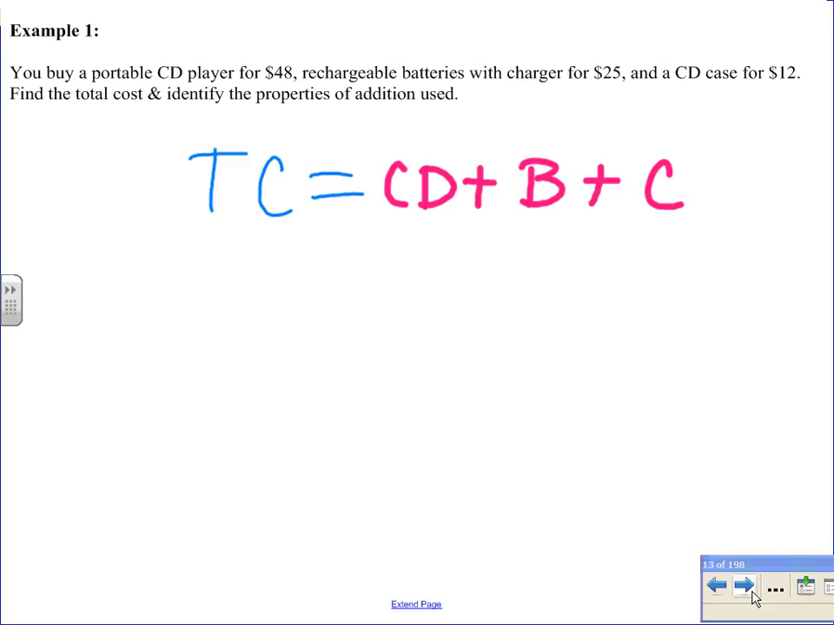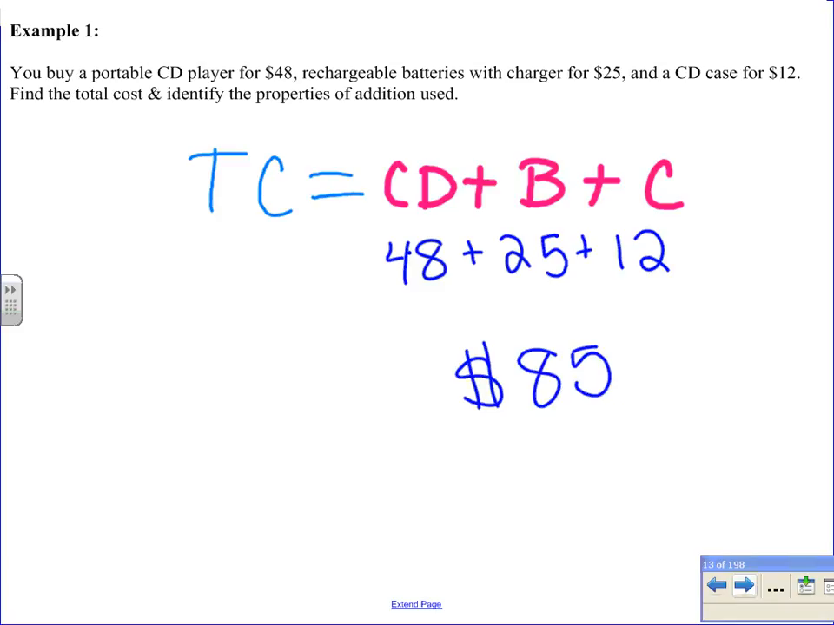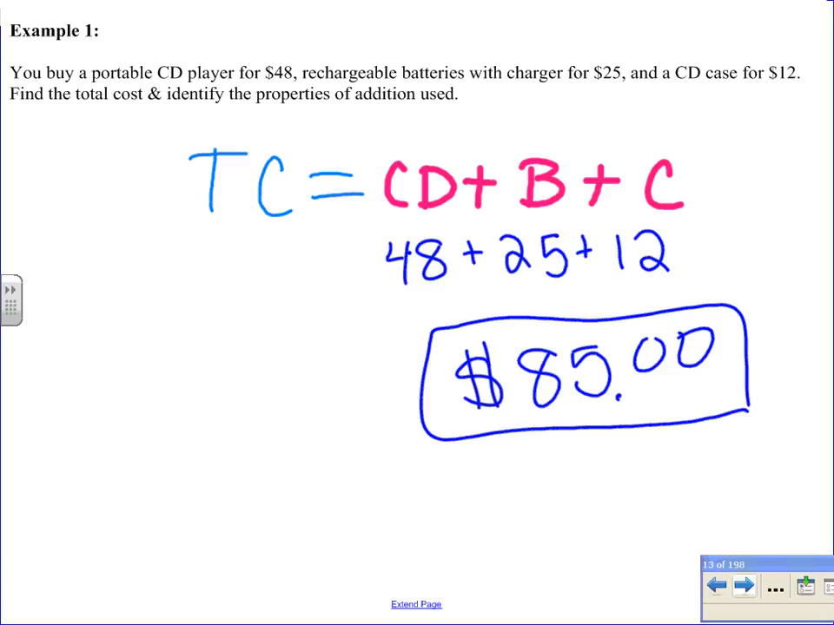So we need to find the total cost. We know the CD player is $48. We know the batteries are $25 and the case is $12. What is the answer first? And then we'll talk about what properties we could use here. Justin? Close. A little more. Doug? 85. So $85 is the total cost that you would spend on all 3 of these items.